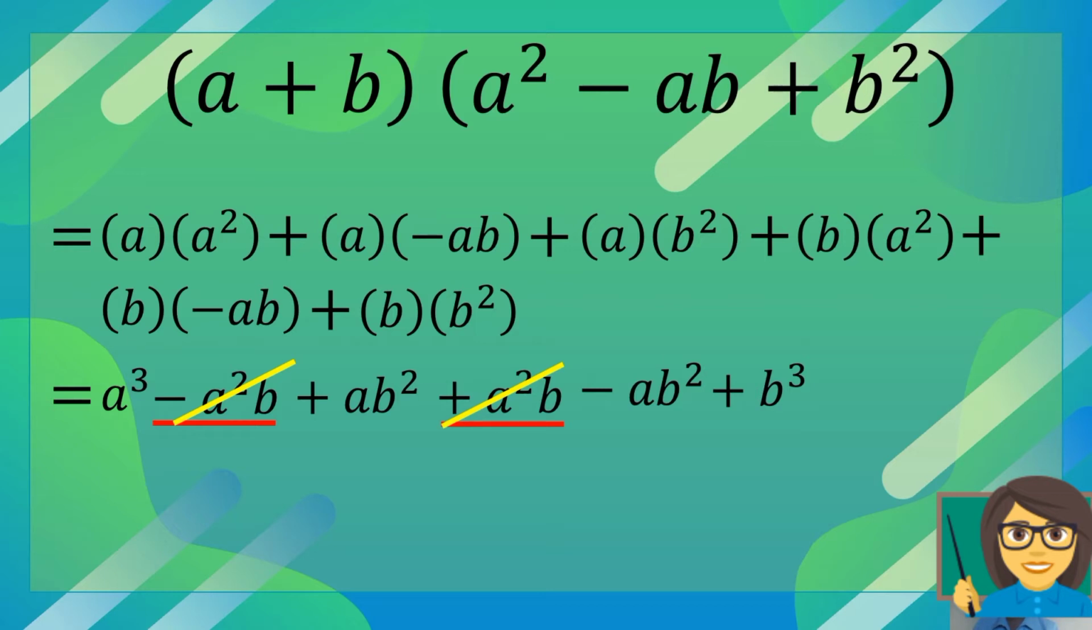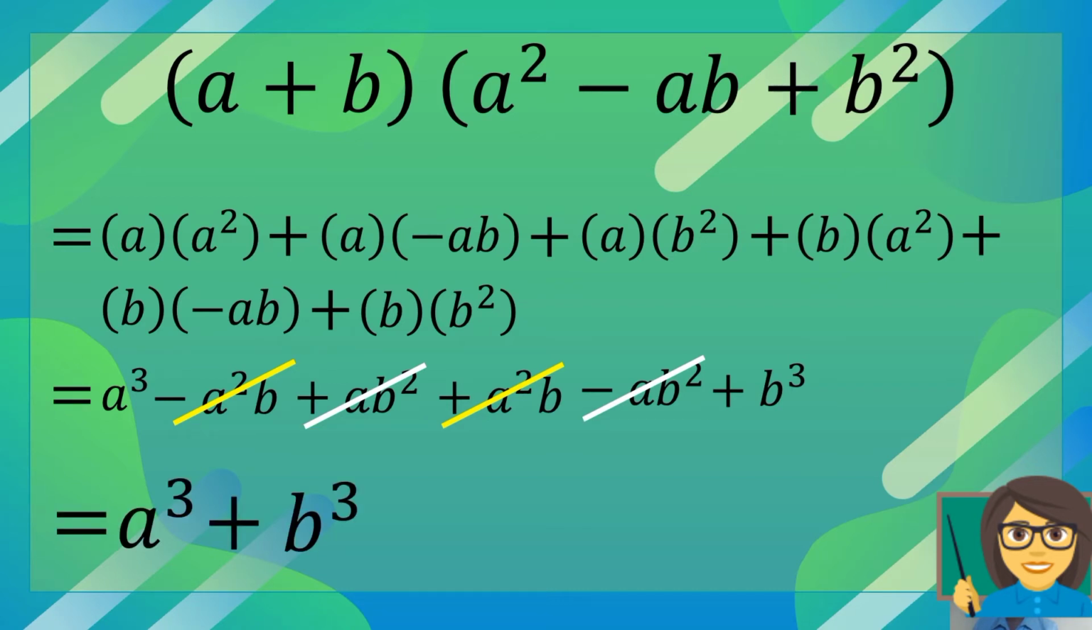Next, you also have ab squared similar to negative ab squared. Since they have different signs, we need to subtract. ab squared minus ab squared is also equal to 0. Then we cancel them. So the remaining terms now are a cubed plus b cubed.